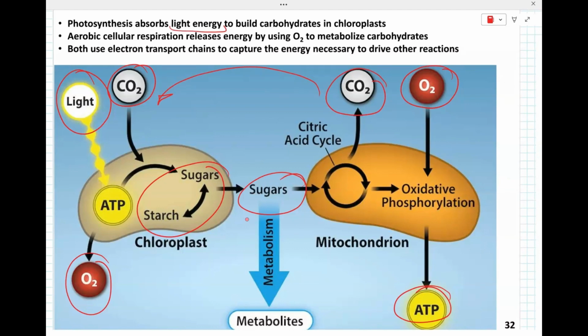The similarity of these two processes is staggering. Both of them use the electron transport chain to capture the energy. Chloroplasts use the electron transport chain to capture the light energy, while mitochondria use the electron transport chain to capture the chemical energy stored in the sugar molecules.